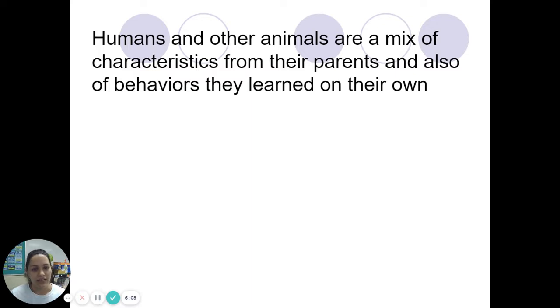Okay, so let's continue. Humans and other animals are a mix of characteristics from their parents and also of the behaviors that they learned on their own. So like I've said, our appearance comes more from our parents. Those are our inherited traits, the things that are passed down from our parents to us. And that's why we tend to look like our parents and maybe sometimes sound like them. All right.